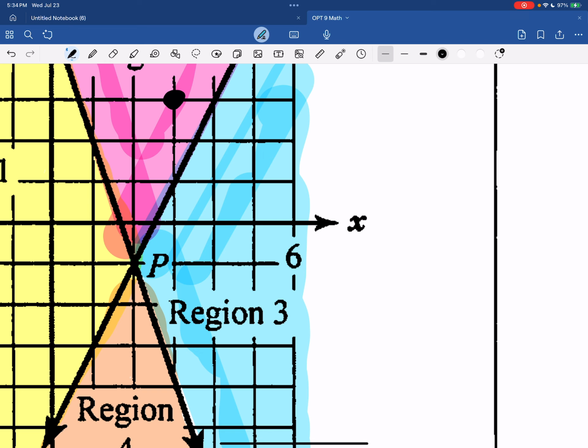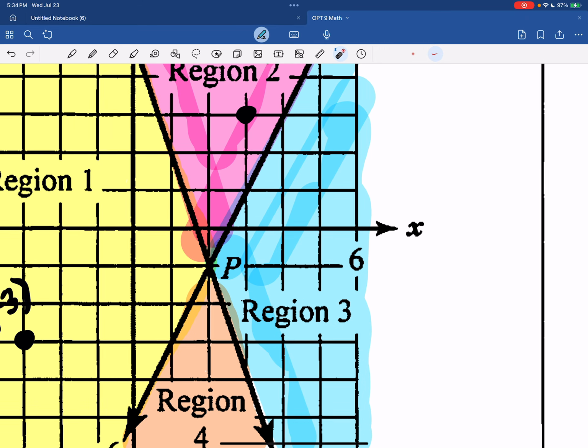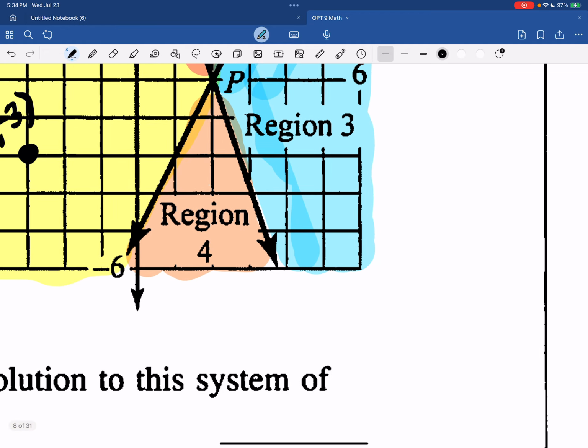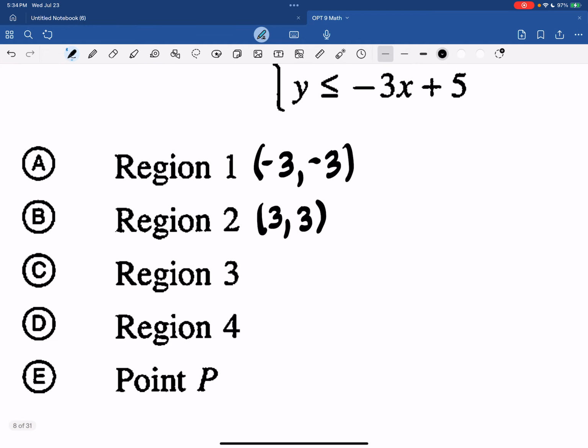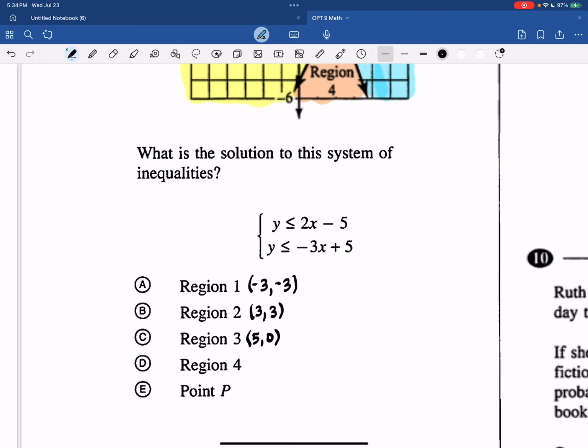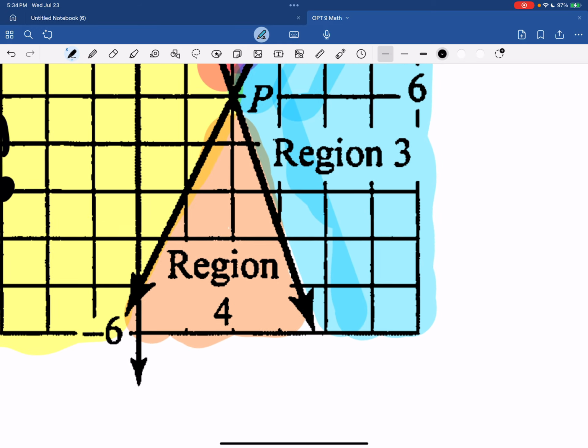Region 3, I'm going to go with (5, 0). So let's go to origin, go over 5, and then don't move. Just stay right on the x-axis. So (5, 0) is right here, and that's in region 3. So right now I am only picking points in each section that I want to test.